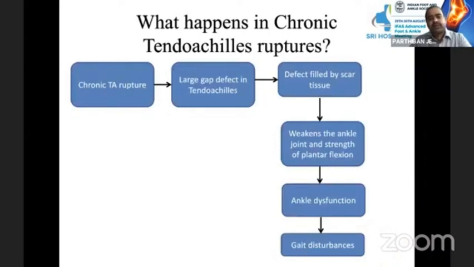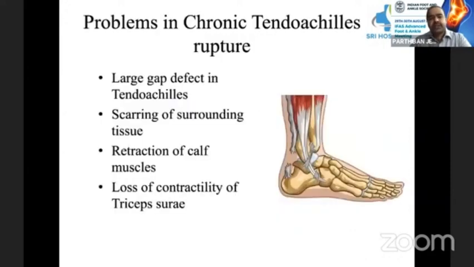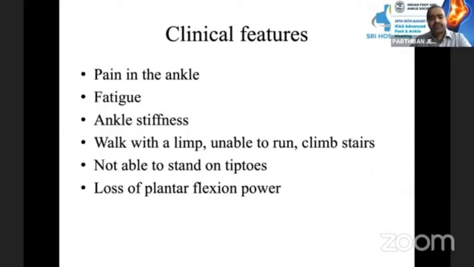And what happens in chronic Tendoachilles rupture? In chronic Tendoachilles rupture, there's a large gap defect in the Tendoachilles. The defect is filled by scar tissue and weakens the ankle joint and the strength of plantar flexion, and thereby causes ankle dysfunction and gait disturbance. Problems in chronic Tendoachilles rupture: large gap defect, scarring of the surrounding tissue, retraction of the calf muscles, and loss of contractility of the triceps surae.